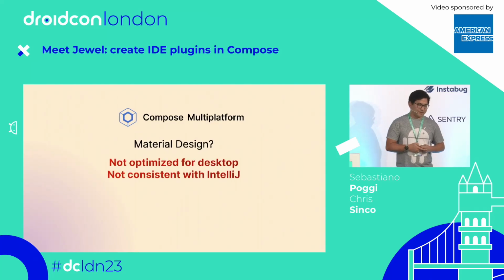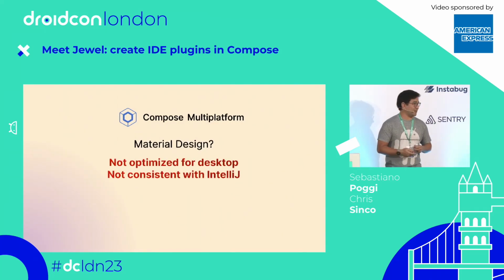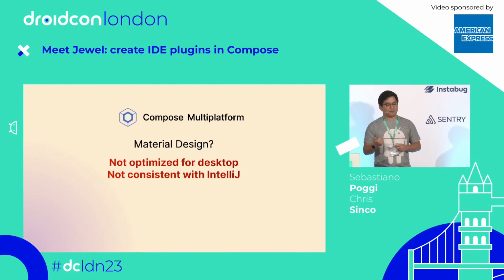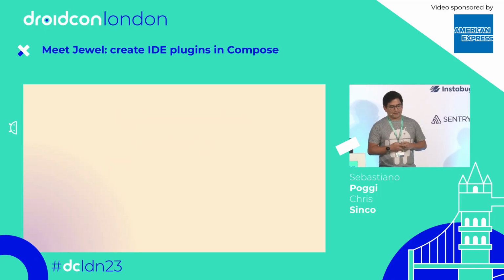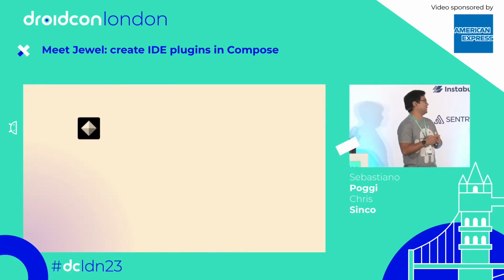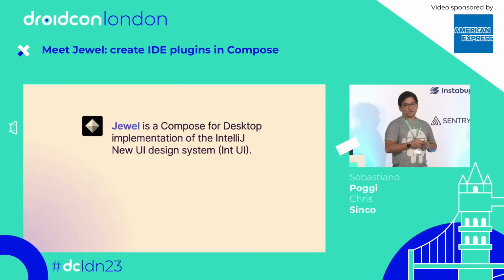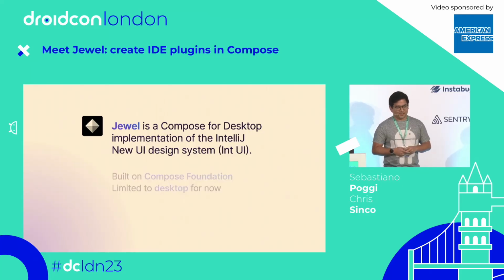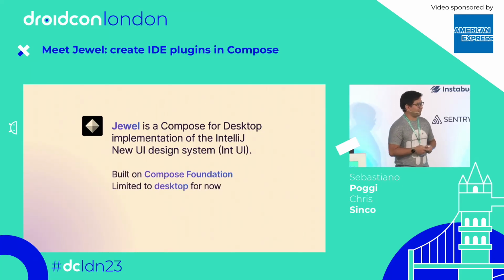And so material design really can't be used in our use case because it's not optimized for desktop, and it really isn't consistent with the IntelliJ look and feel. And so today, that's why we're going to talk about Joule. So what is Joule? Joule is a Compose for Desktop implementation of the IntelliJ new UI design system. The code name is int.ui, just to make it shorter. It's built on Compose Foundation.